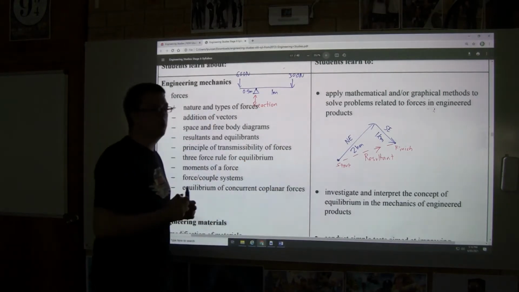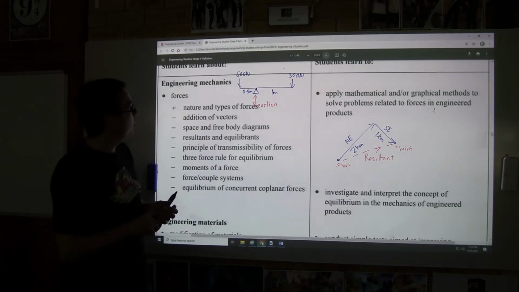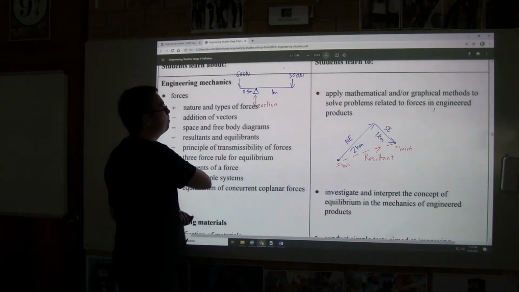Looks odd when I write it that way. Is that spelled right? Anyway, I hope it's spelled right. A reaction force.